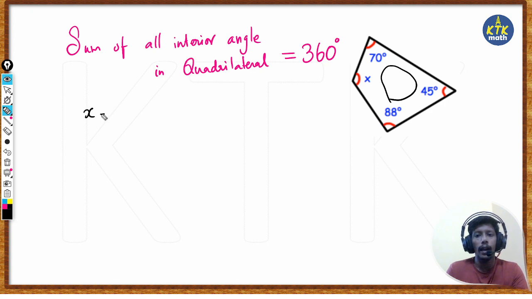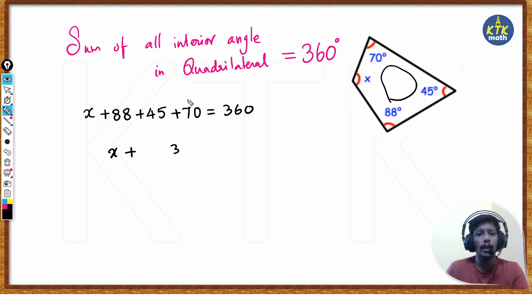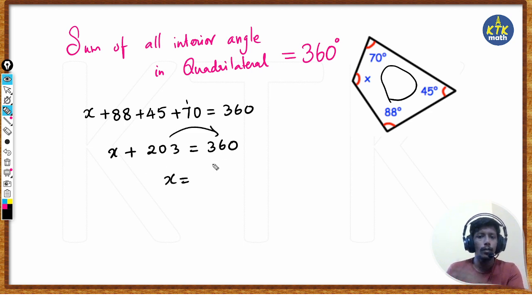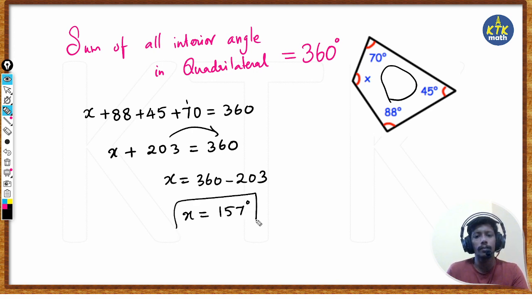What you have there? x, 88, 45, 70 is equal to 360. Is it right? Now add them all. x plus, so what are you getting? 8 plus 5 is 13, plus 7 is 20, 203 you are getting. I hope my addition is correct. Better you also check there. Now it is just a linear equation, no. Just move this 203 to this side, transpose it, it will become what? Subtract. So x is equal to, what is this? 157 degrees. That's it, the answer.